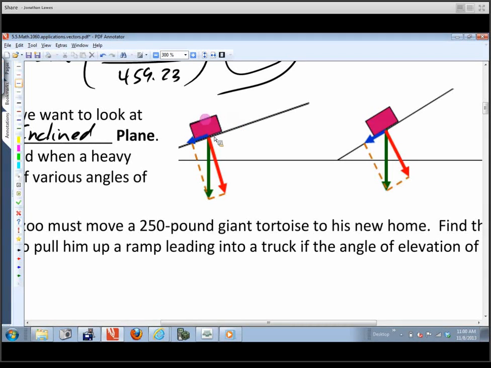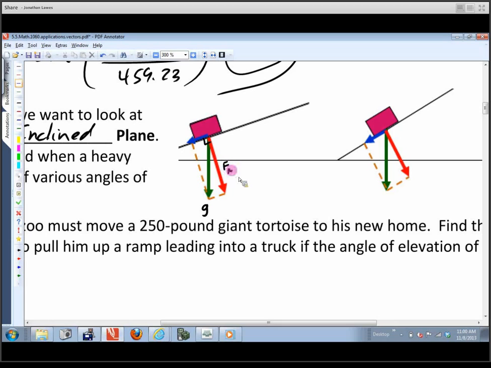So if I put a weight on here, gravity pulls it straight down. So there's the force due to gravity right there. Well, what happens is with that gravitational force, when we put it on a ramp, it's broken up into two different components. One of them is perpendicular to the ramp, so perfectly perpendicular right there. Okay, and so this is called the normal force.